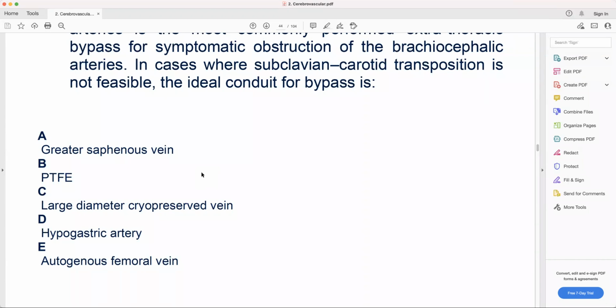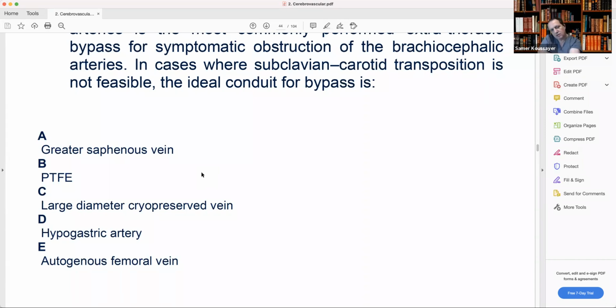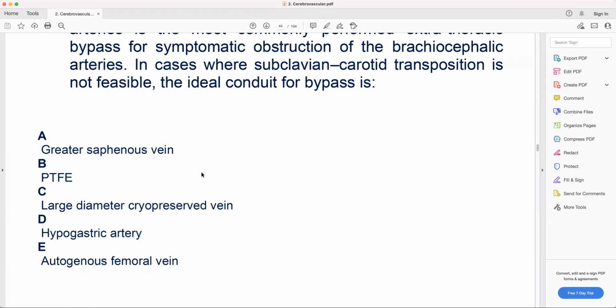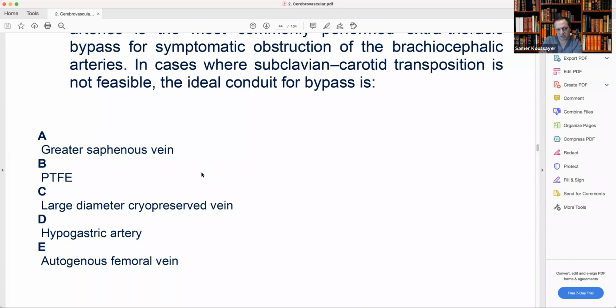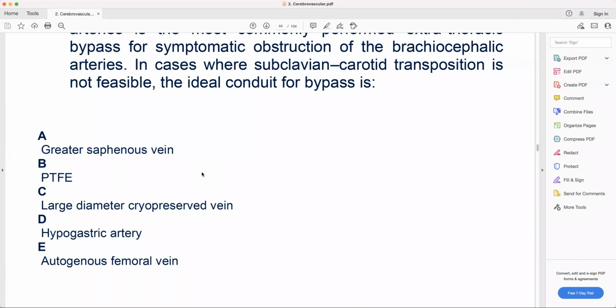Imagine you open the abdomen to get the hypogastric artery, or get to the femoral vein and give the patient leg swelling. There's no reason. So all of this doesn't make sense. The only thing that makes sense is BTFE. Okay, all right.